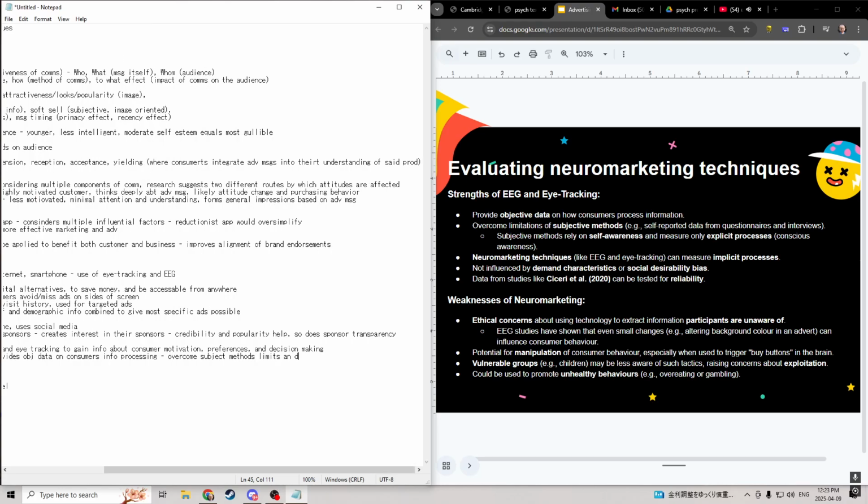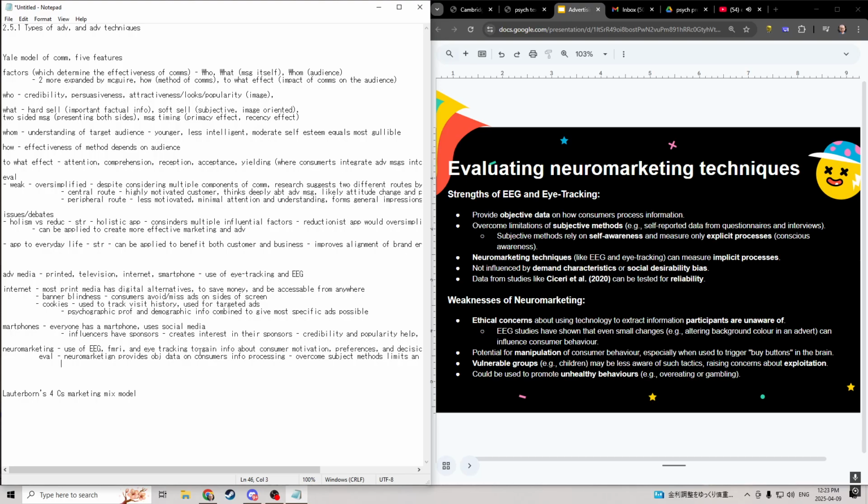Method limits and biases. Biases meaning it could be researcher or participant. Neuromarketing techniques like EEG and eye tracking can measure implicit processes. Not influenced by demand characteristics or social desirability bias. It's one of the biases I was talking about. Another one would be researcher bias.